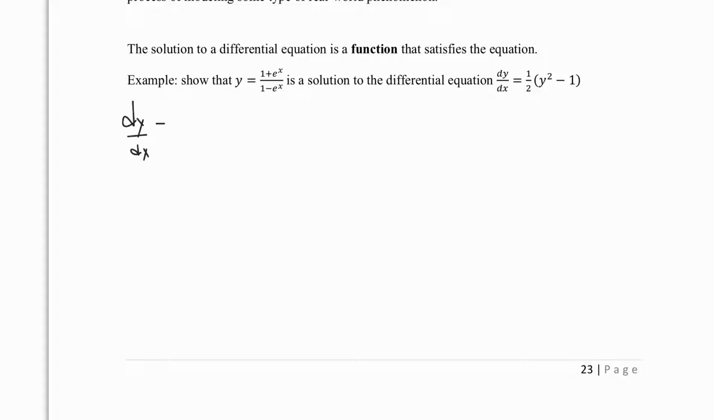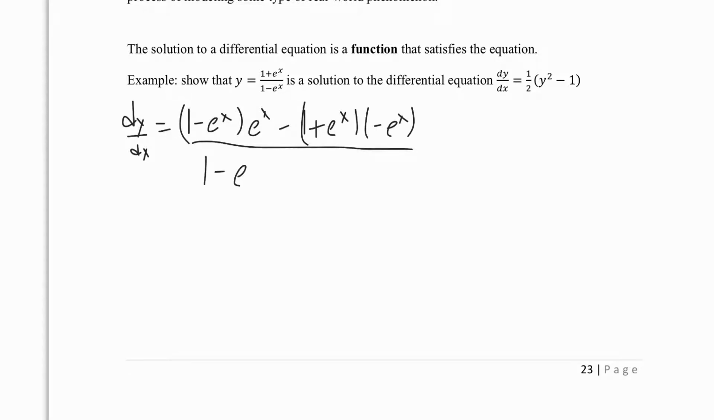So dy/dx is equal to, well, this is going to be the quotient rule, so low, d high, less high, d low, over the denominator squared we go. Okay, well, that's going to give us, if we expand this, e to the x minus e to the x squared. Minus minus will make a plus, so plus e to the x. And then we're going to get another plus e to the x squared. Oh, that's kind of nice. It looks like these two will cancel.